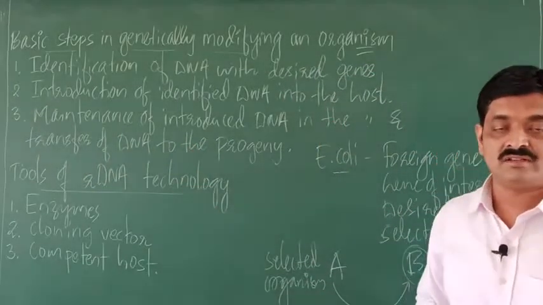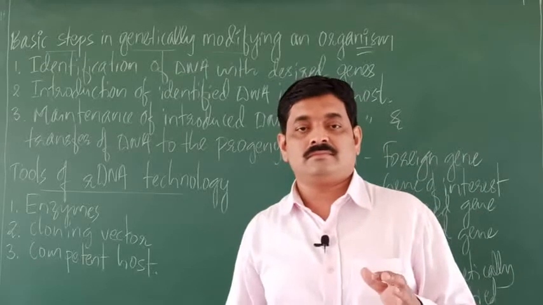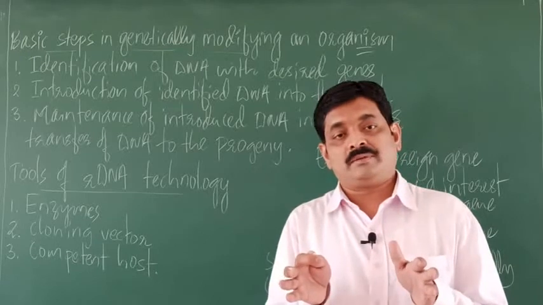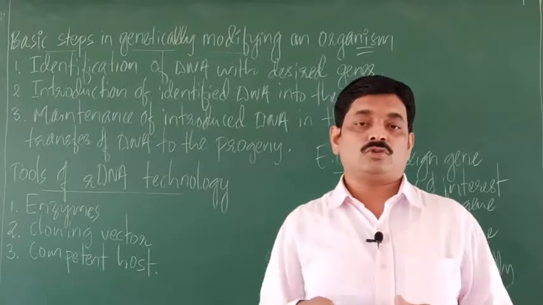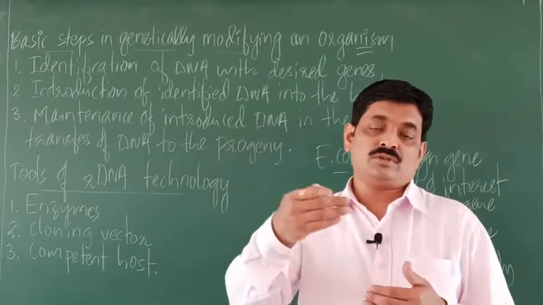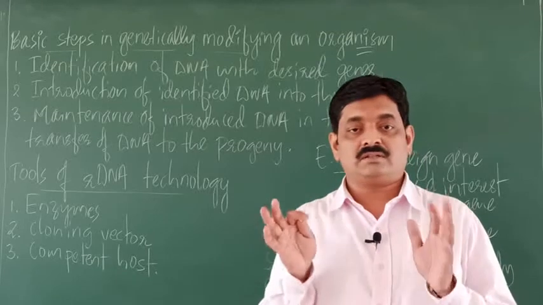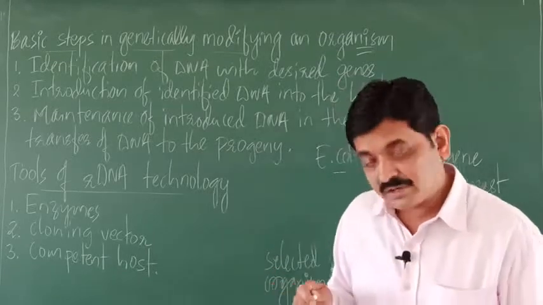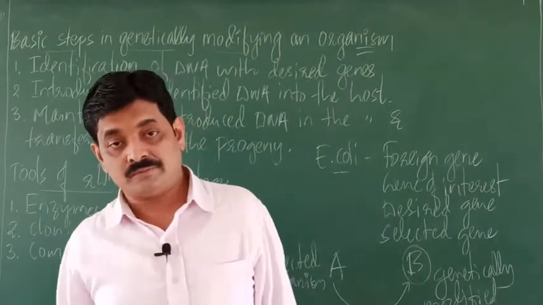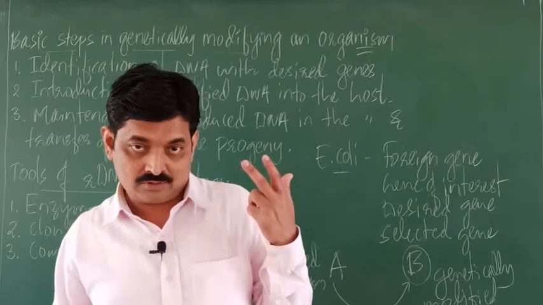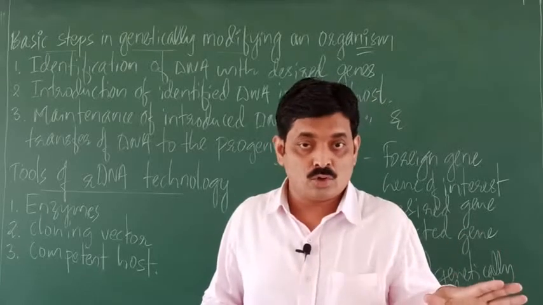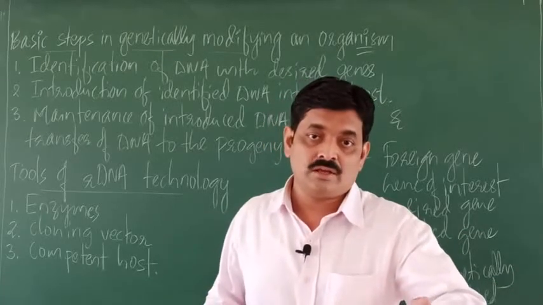So in the last step, what is done? That particular organism is cultured in a culture medium. It is grown, it is developed in a culture medium where it replicates or reproduces, and that gene is passed to the progeny, that is to the next generation. So these are the three basic steps in genetically modifying an organism. First step is identification of gene, second step introduction of that gene, and third step maintenance of that gene in that host and transfer of that gene to the progeny.